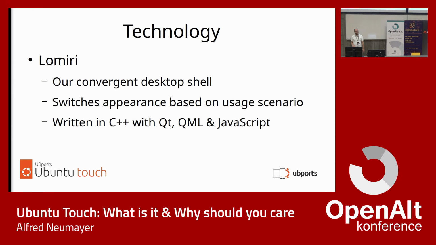Lumiri is what we renamed Unity 8 to. It's the convergent desktop shell. It switches the appearance based on usage scenario, and it's written in C++ with Qt, QML, and JavaScript. JavaScript is only used for those pieces where performance is not critical. I ran Lumiri with the interpreter mode only, without the just-in-time compiler, and the performance was almost the same, because the rendering is not happening through JavaScript, it's happening through C++. And Qt and QML integrate this very well.